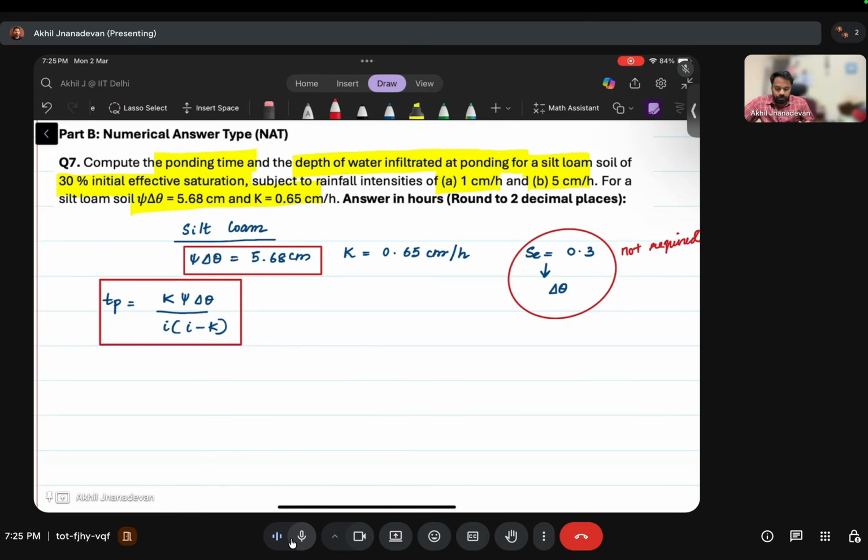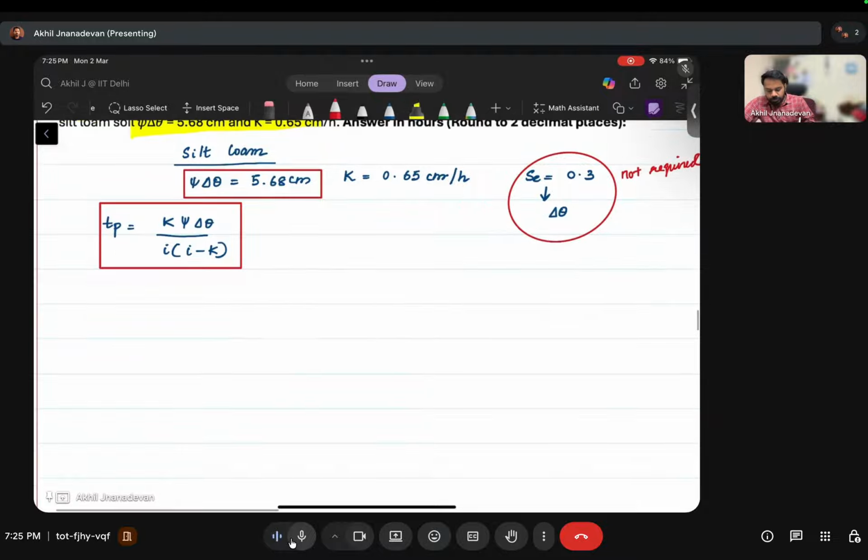So basically, ponding time is the time it takes for ponding to occur once the rainfall starts. It has to satisfy all the losses, and after satisfying all the losses, the ponding starts occurring. That time is called ponding time. And we have derived this equation, so we can do direct substitution.